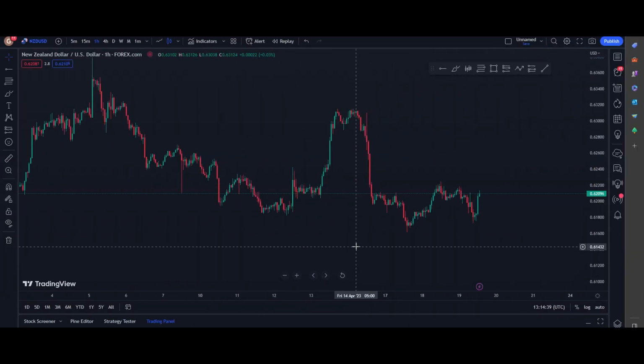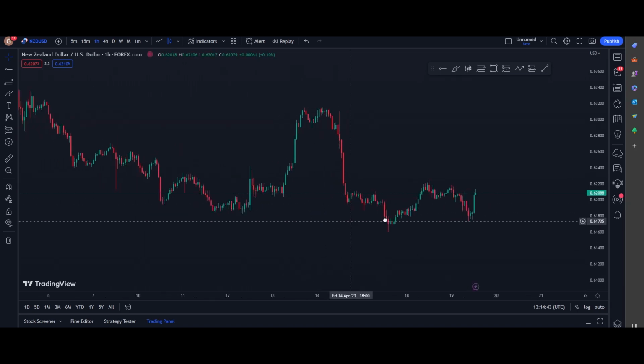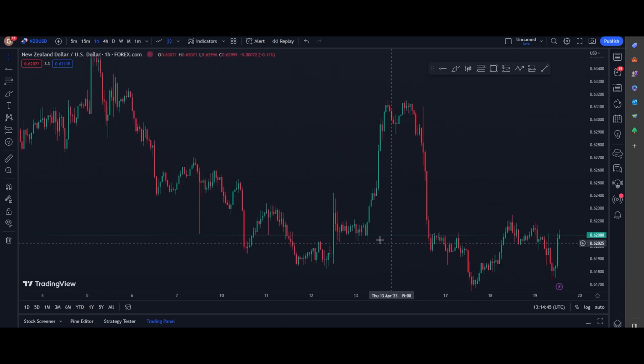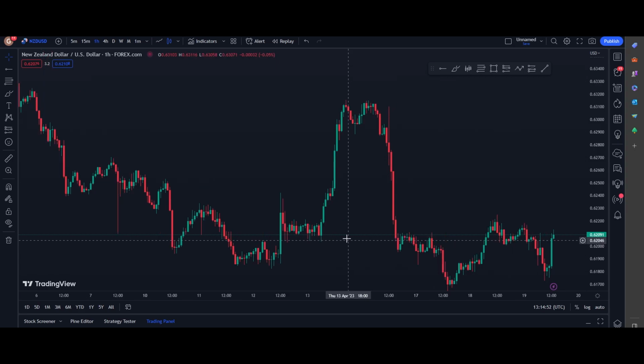Okay, hello guys. The Japanese candlesticks. So basically there are two categories of the candlestick, which is the bullish and the bearish. Right here on my chart NZDUSD, you can see the bullish candlesticks, which is depicted with the green, and the bearish candlestick, which is depicted with the red ones.